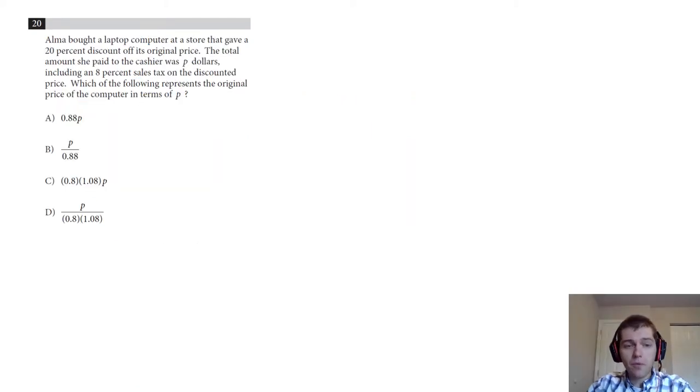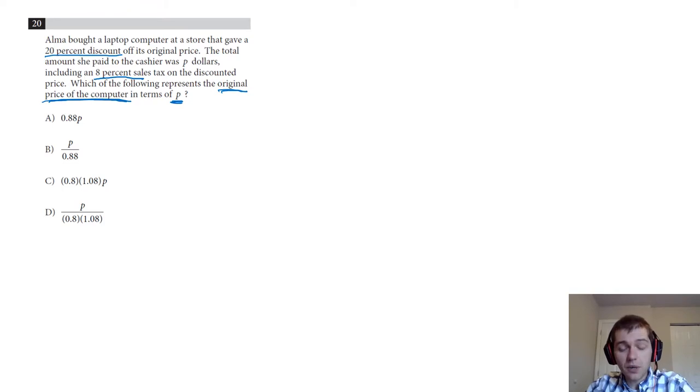Okay, problem 20. What they're asking for is the original price of a product, a computer in this case, knowing that you paid this P and some discounts were applied, so you had a 20% discount, but you had to pay an 8% sales tax. And they're looking to get what was the original price. And this one's tricky because they're asking for you to work backwards from the way you normally think about prices. Normally you see an original price and then apply a discount, come up with your final price.